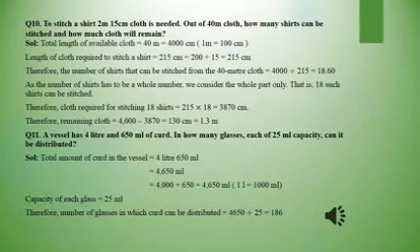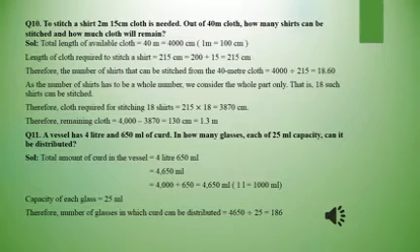But since the number of shirts has to be a whole number, it cannot be 18.60, so we ignore the 0.60 part and consider the whole number part only, which is 18. So 18 such shirts can be stitched using our 40 meter cloth or our 4,000 centimeter cloth. Now we have stitched 18 shirts using this cloth.